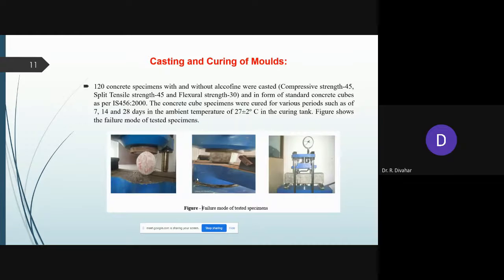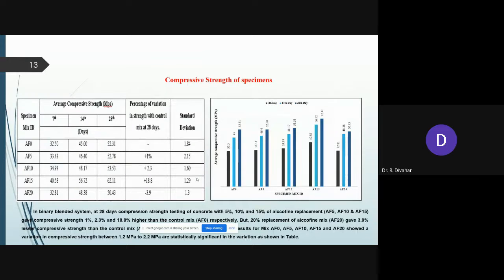Results and discussion. For the compressive strength of the specimens, for each sample we did 3 tests. This shows the percentage variation of strength compared to the control at 28 days, for 0, 5, 10, 15 and 20%. The 5% replacement of alkafine increased strength by 1%, 10% increased it by 2.3%, and 15% increased it by 18.8%. Alkafine at 20% reduced it by 4%.